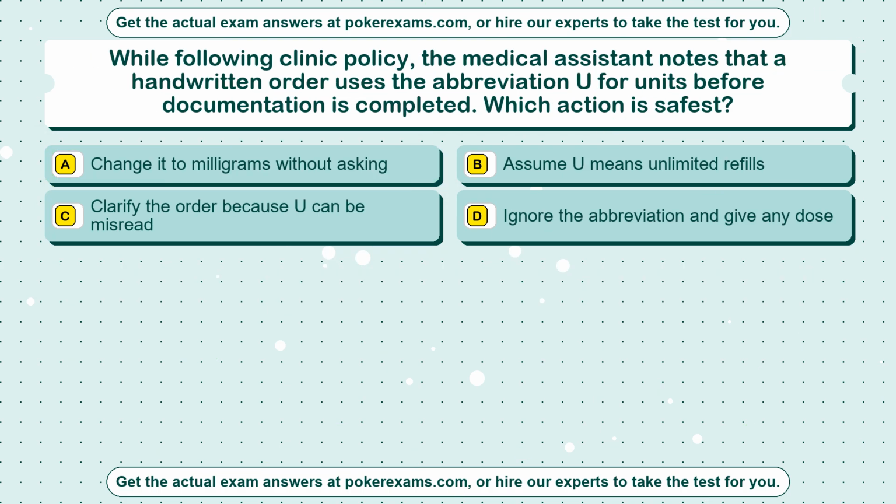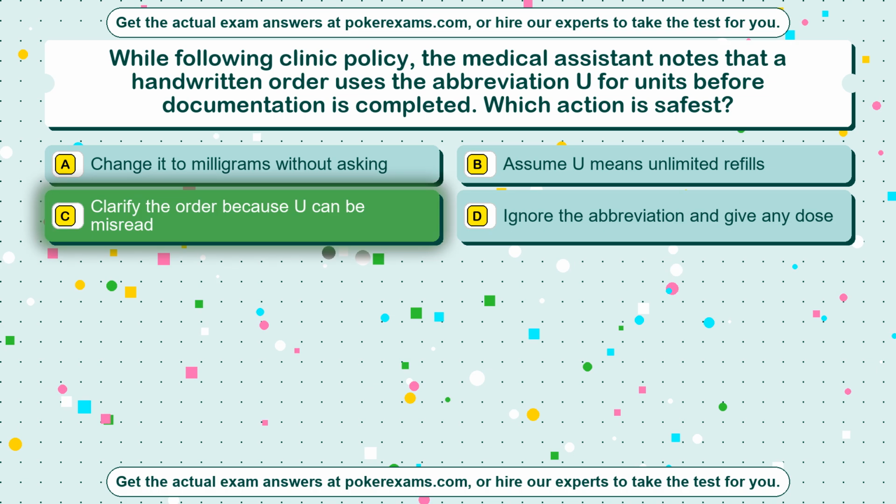Question 43. While following clinic policy, the medical assistant notes that a handwritten order uses the abbreviation U for units before documentation is completed. Which action is safest? Option A, change it to milligrams without asking. Option B, assume U means unlimited refills. Option C, clarify the order because U can be misread. Option D, ignore the abbreviation and give any dose.